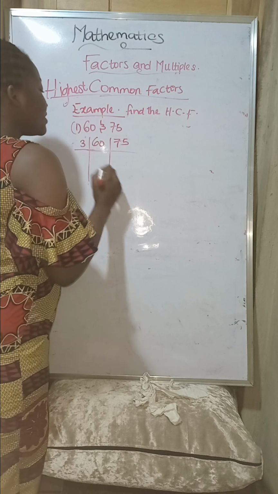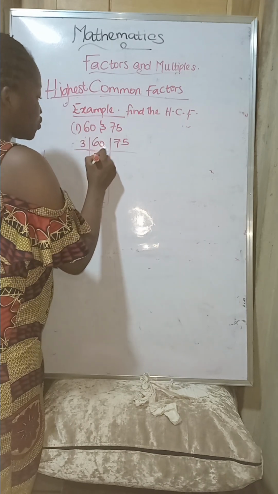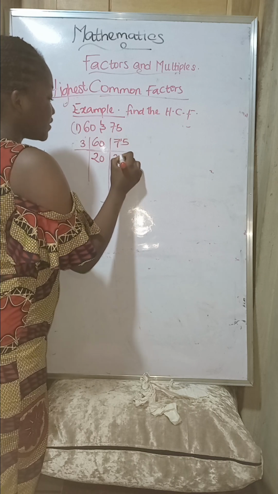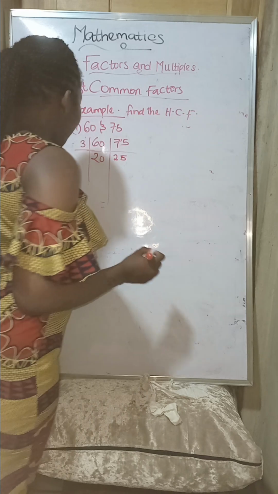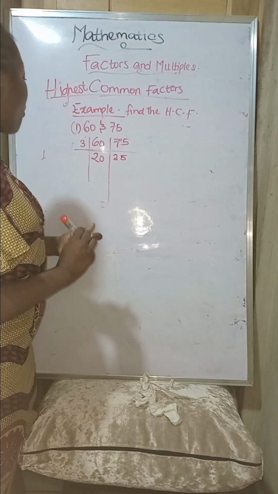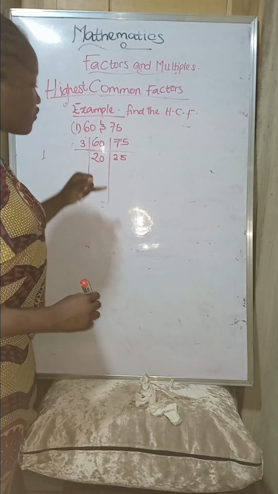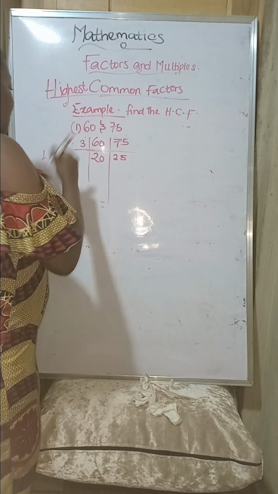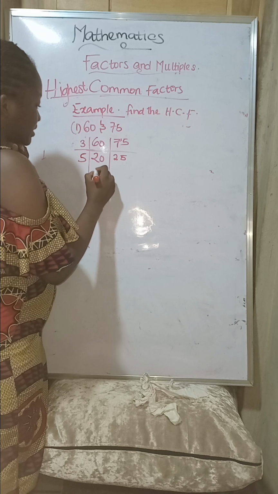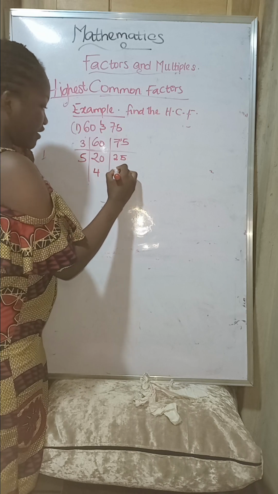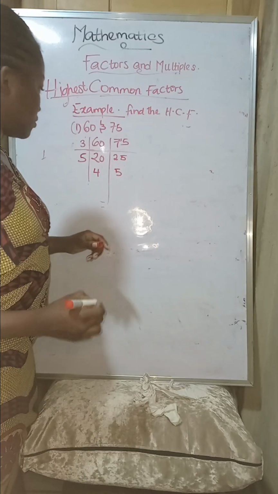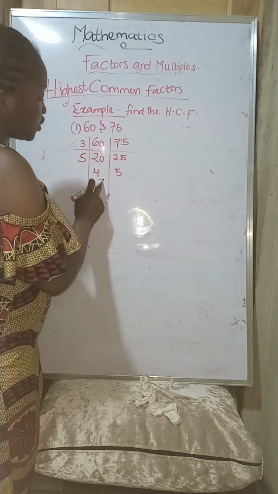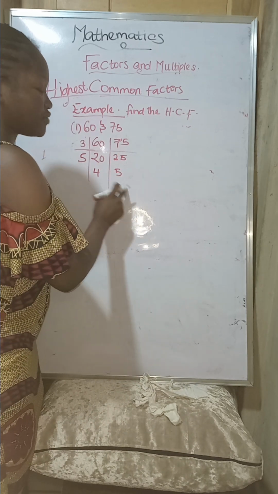So let's start. 60 divided by 3 is what? 20. Now 3 in 7 is 2, remainder 1. 3 in 15 is 5. So now, what can divide 20 and 25? I'm looking for a number that can divide both numbers, and that's what? 5. 5 in 20, 4. 5 in 25, 5. So we stop here. You can't move forward from here because there's nothing that can divide both 4 and 5 together.